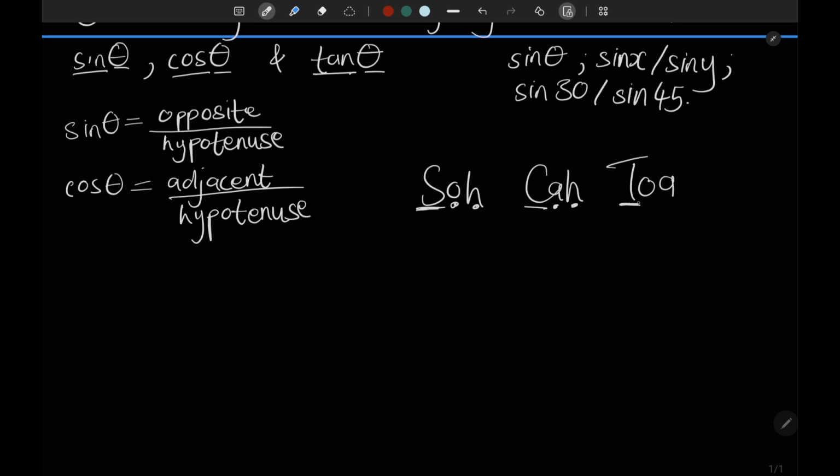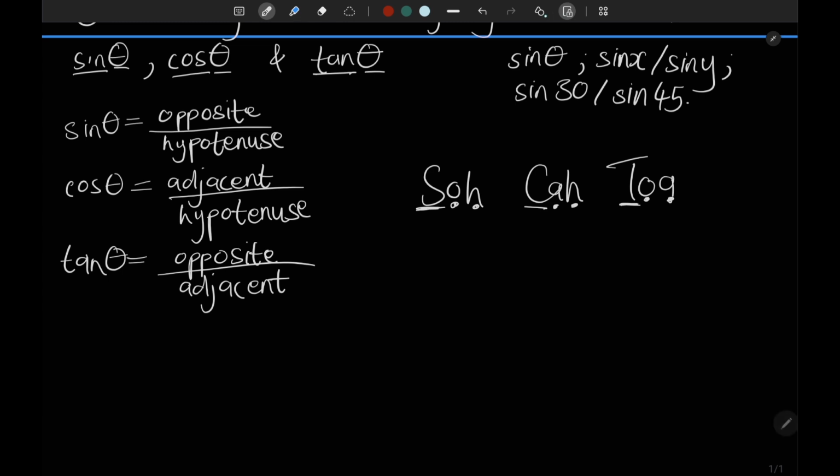Then you have TOA. The T stands for tan. Let's say tan theta. Then O stands for opposite and A stands for adjacent. So tan theta is equal to opposite over adjacent. Now these trig ratios apply when dealing with right-angled triangles.